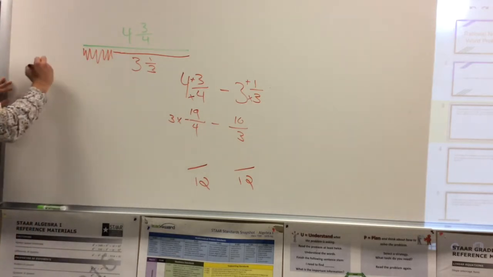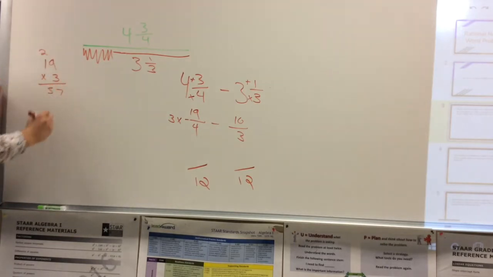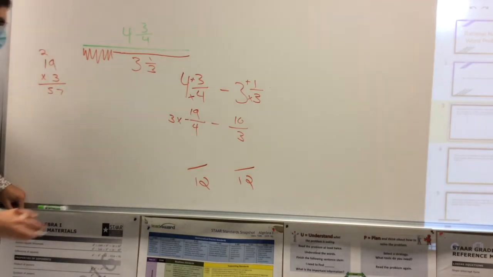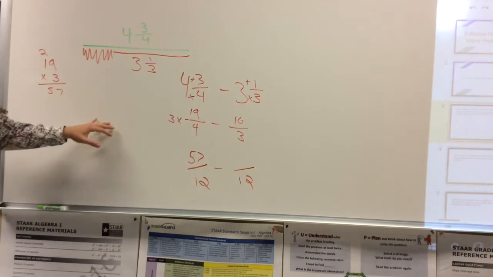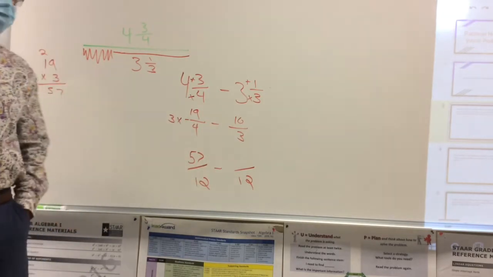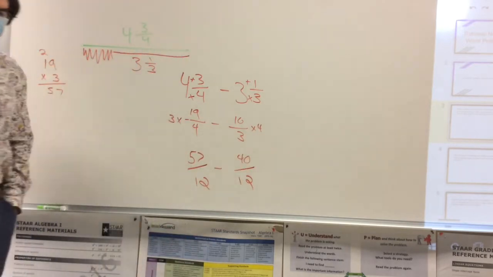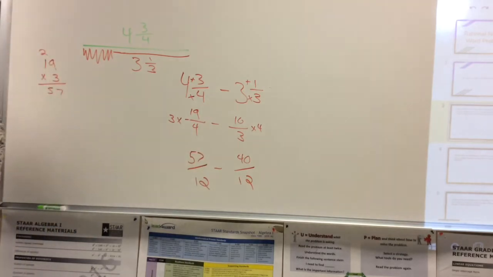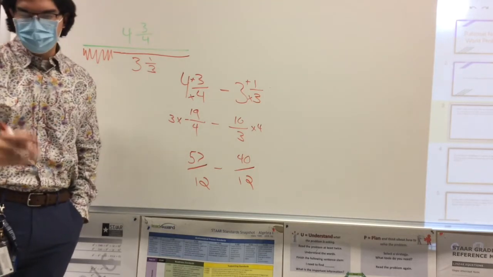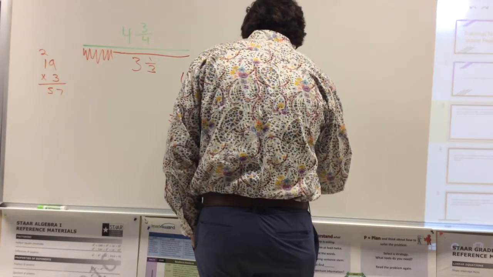So I've got to multiply this entire thing by 3. So now I'm going to come over here and do some side math. 19 times 3. I get 57. So I've got 57 over 12 minus, Rosie, how did I get from 3 to 12? Times 4. Times 4, so I've got to multiply 10 times 4, which is 40. So now my new problem looks like this: 57 twelfths minus 40 twelfths, and that would be my new answer. Can anybody tell me what 57 minus 40 is? Jackson. 17. Very good. So now we end up with 17 over 12.